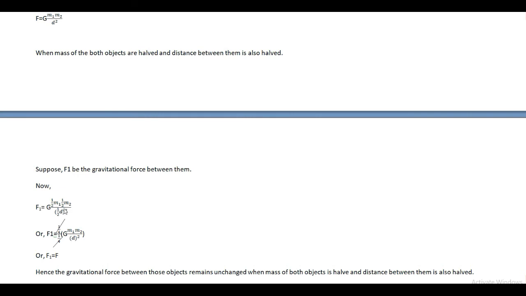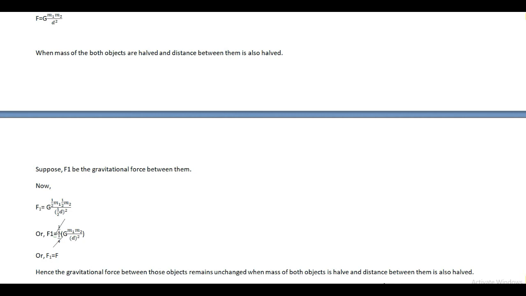So here in the place of 1 by 2 d whole square we have written 1 by 4 d square, so 1 by 4 is in the numerator and 1 by 4 is in the denominator, which we have written outside separately, then both are cancelled again. Then here also in the place of G m1 into m2 by d square we can write F, because F equals to G m1 into m2 by d square, so here we have obtained F1 equals to F. It means the final gravitational force equals to initial gravitational force, and here also we are obtaining the result that the gravitational force is not being changed. The gravitational force between those two objects remains unchanged when the mass of those two objects is halved and distance between them is also halved.